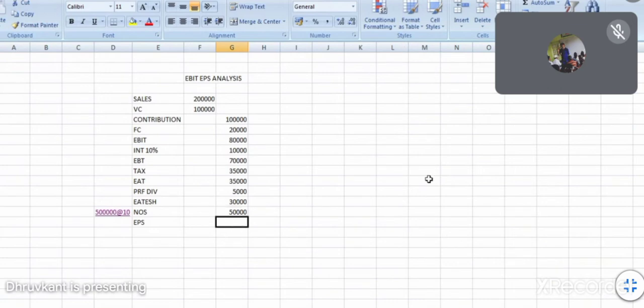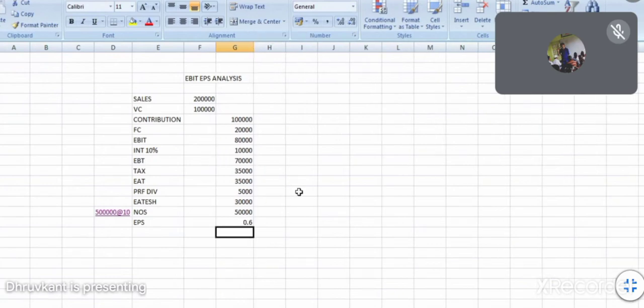Then how much would be the EPS? Let's put the formula. EPS would be your earnings available to equity shareholders divided by number of shares, right? And this will be 0.6. It means you are earning 0.6 per share. Every share you are earning 0.6 rupees. Clear?